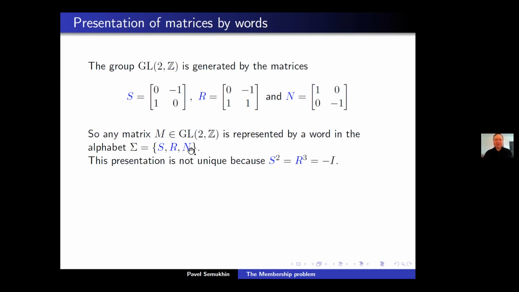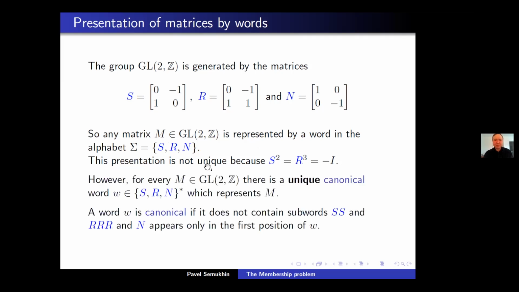However, such presentation is not unique because it's easy to see that S squared is equal to R cubed is equal to minus identity matrix. And because of this relation, such presentation is not unique.